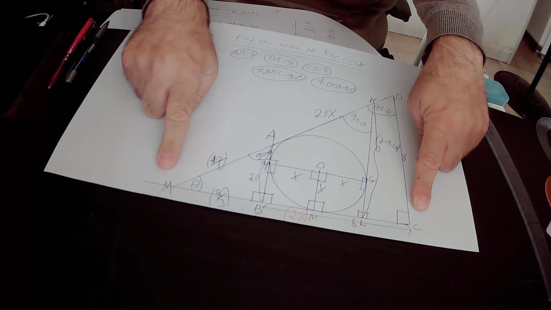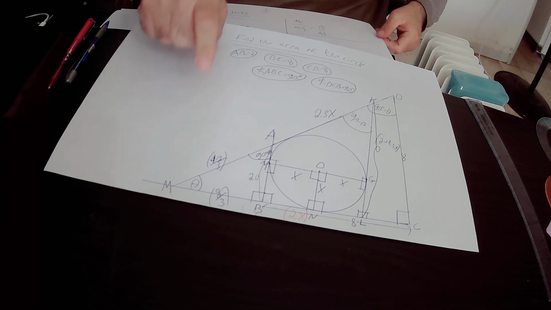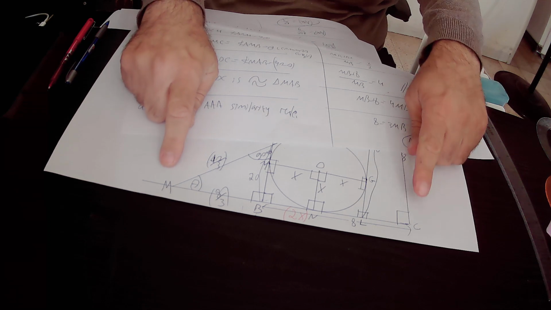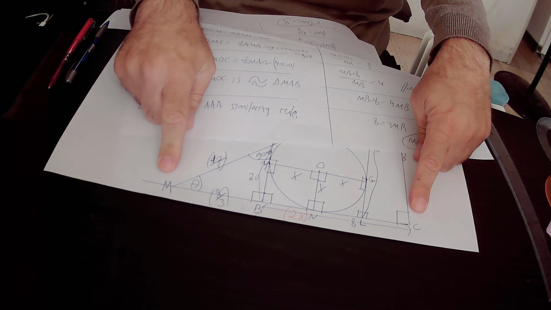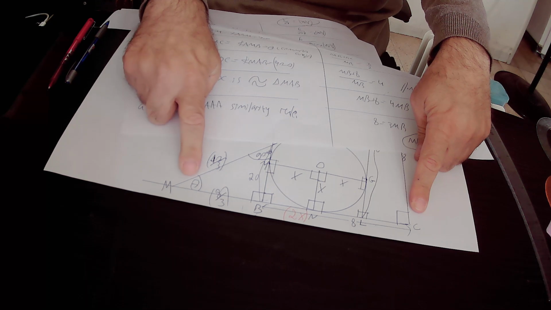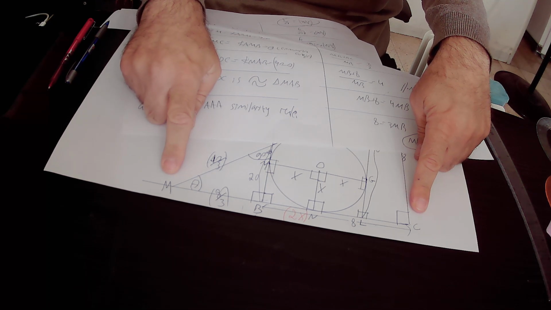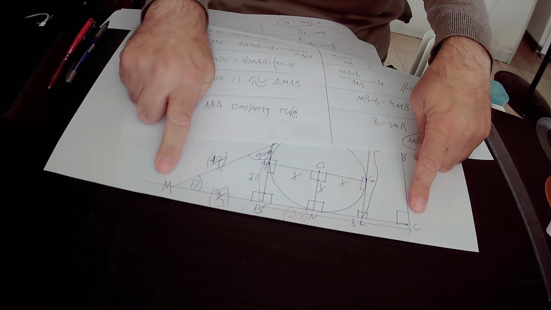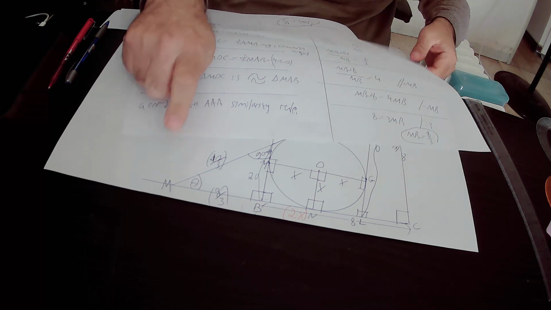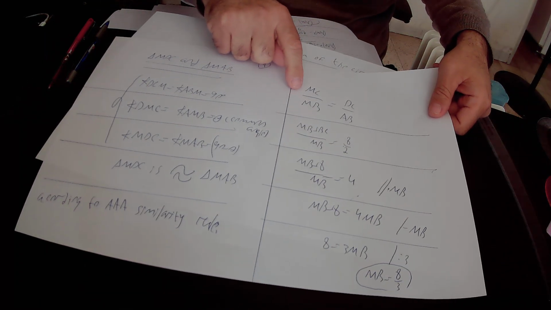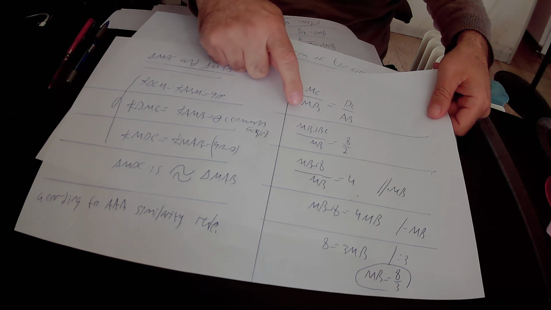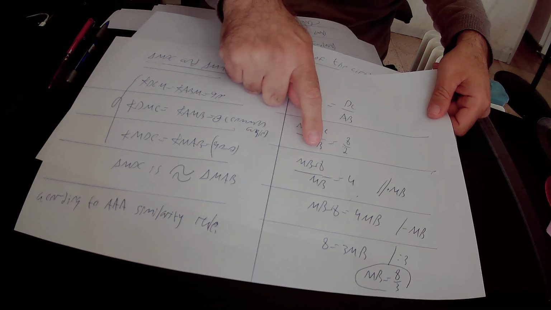plus 8 over 3 plus 8. Here actually MC equals MB plus BC. So MB is unknown, so MC equals MB plus BC, that is 8. So we can substitute MC by MB plus 8. We substitute MC by MB plus BC, but BC is 8, therefore we substitute MC by MB plus BC, that is 8.